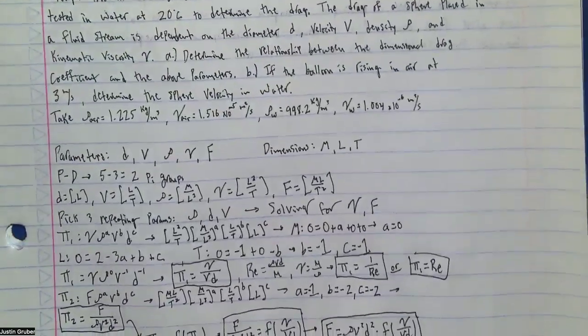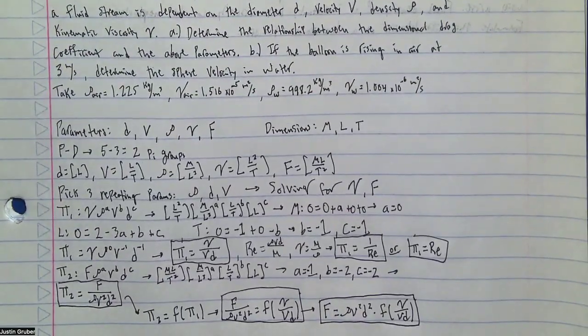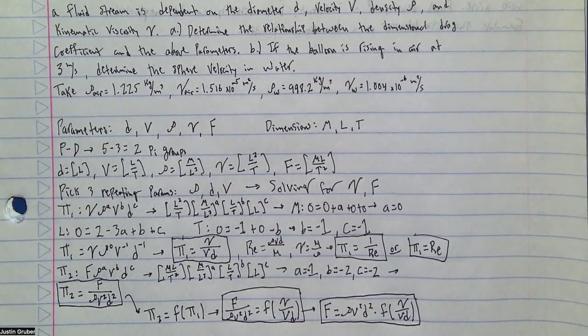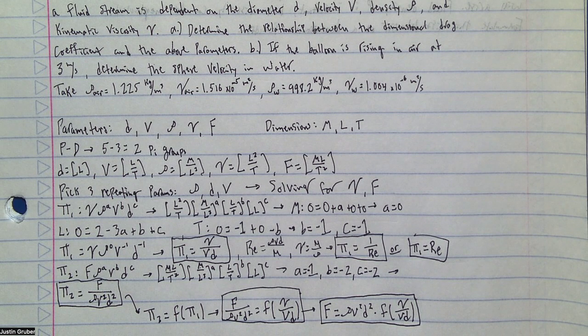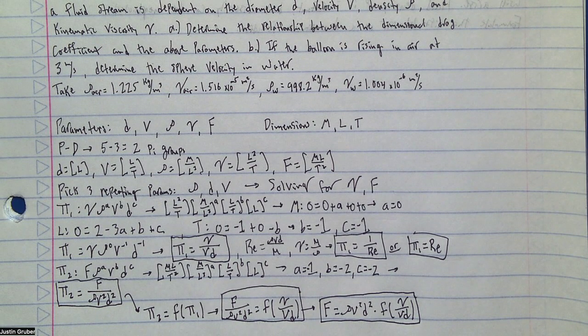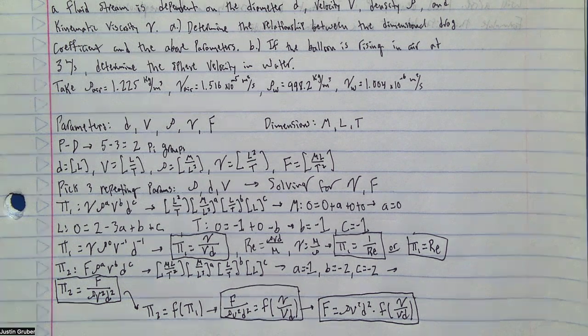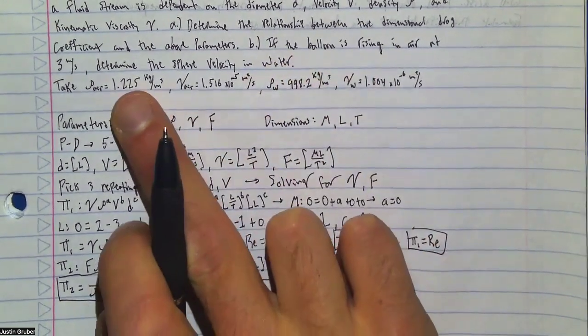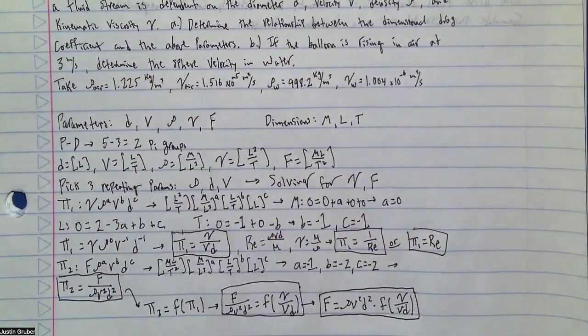So for part B, what we're going to be doing is what's called non-dimensional number matching, or dynamic similarity matching. We know these two problems are dynamically similar and everything's non-dimensional, so we can set each pi group equal to each other. Part B: if the balloon is rising in the air at 3 meters per second, determine the sphere velocity in water.